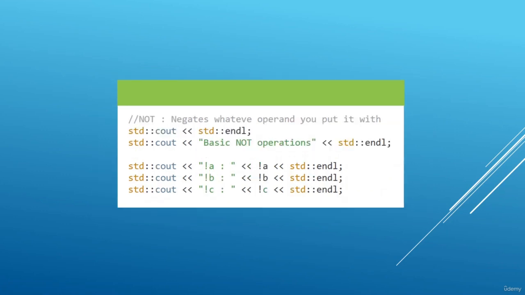We can also try out the NOT operator, and it is going to negate whatever we gave it. So if A is true, we're going to get a false. B is false, we're going to get a true. C is true, we're going to get a false.